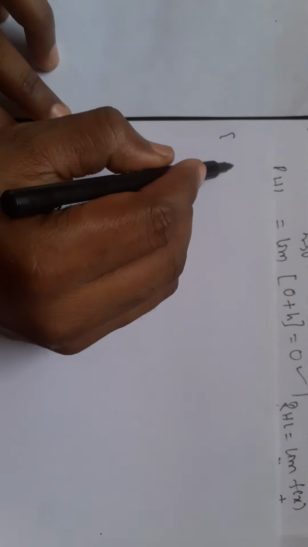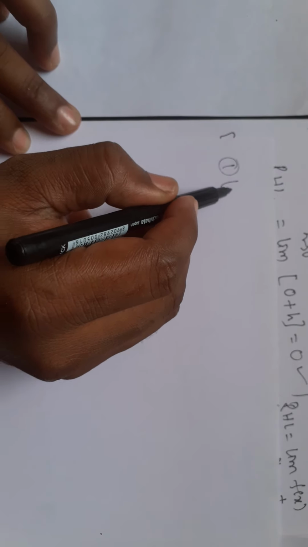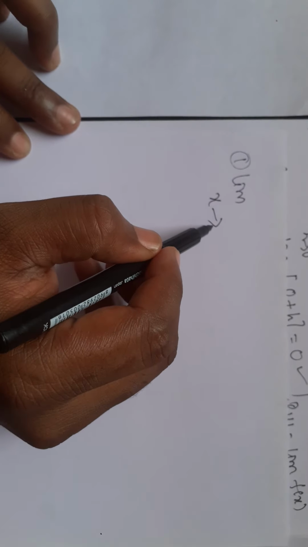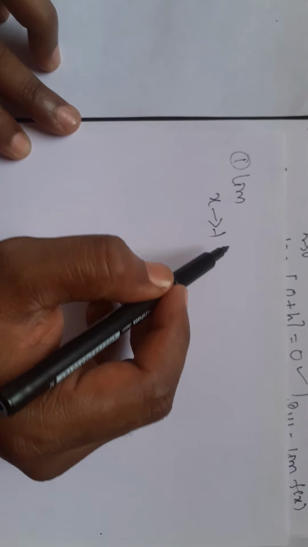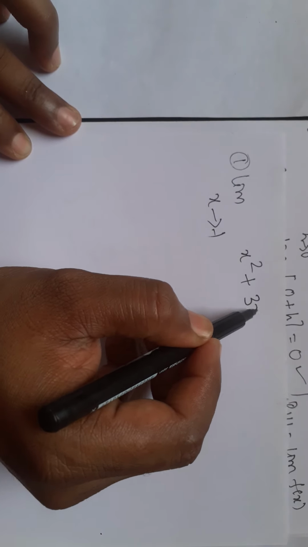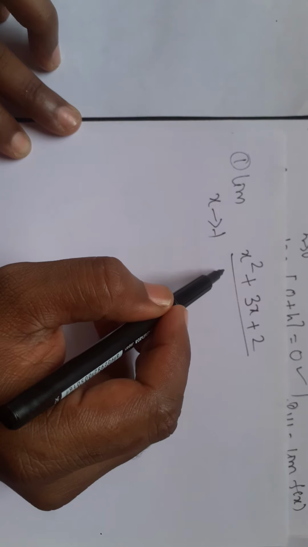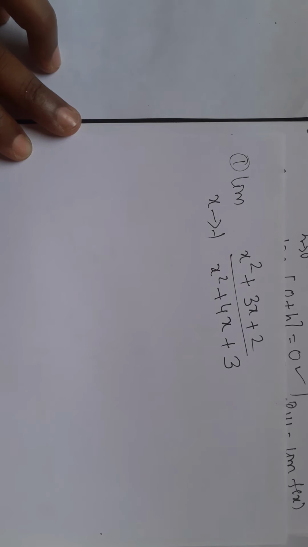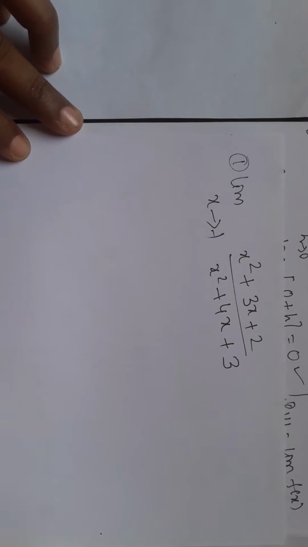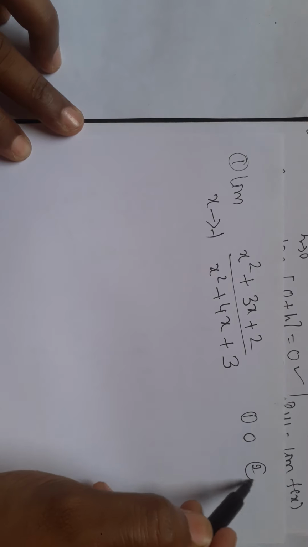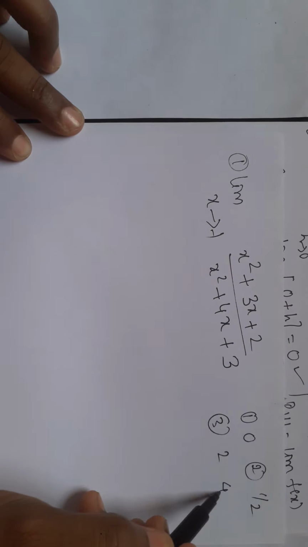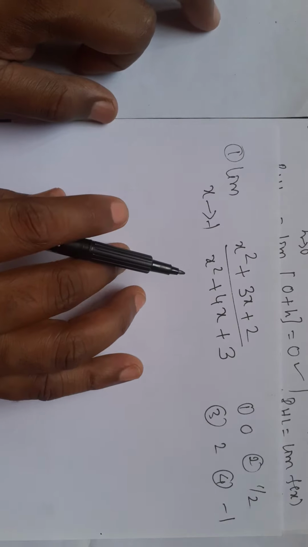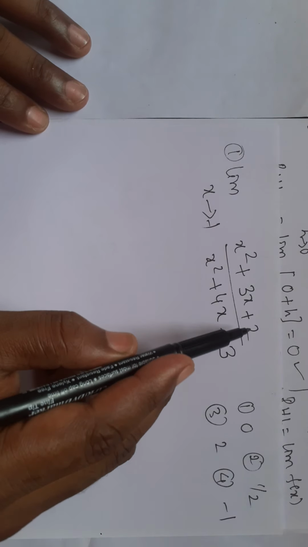I'll take one example first. Here is a question. Limit x tends to minus 1 of the function x square plus 3x plus 2 divided by x square plus 4x plus 3, as x approaches minus 1. Options are 0, 1 by 2, 2 and minus 1. You can try this problem by using factorization also. I hope x square plus 3x plus 2 can be easily factorized.